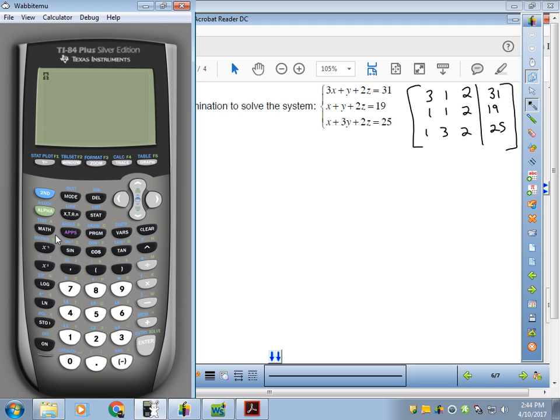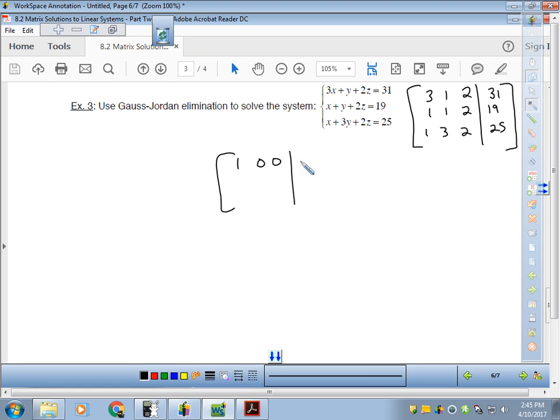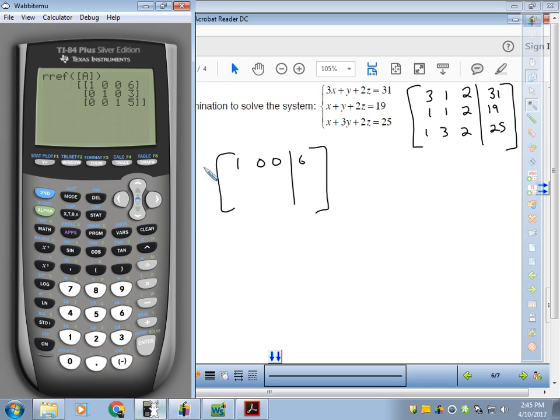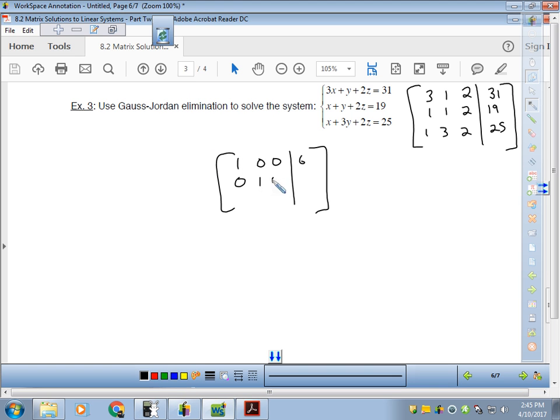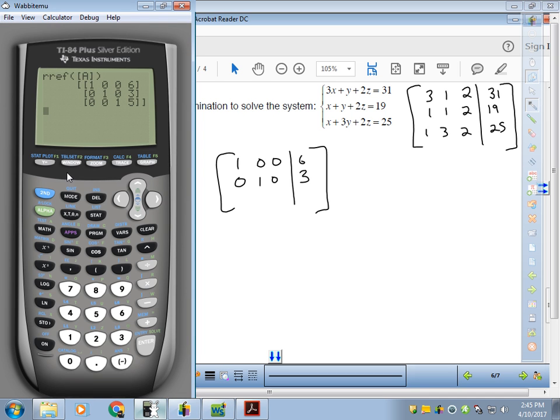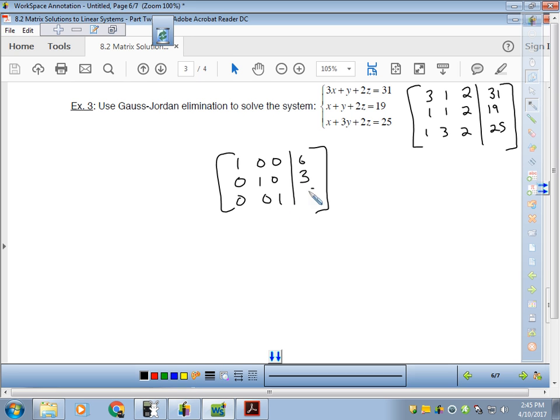Once I've done that, then I'm going to say, hey, calculator, under math here, go down to reduced row echelon form, and then do that on matrix A. And there's my results. 1, 0, 0, 6, 0, 1, 0, 3, and 0, 0, 1, 5. So when we translate that back into equations, that says x equals 6, y equals 3, z equals 5. So the answer is 6, 3, 5.